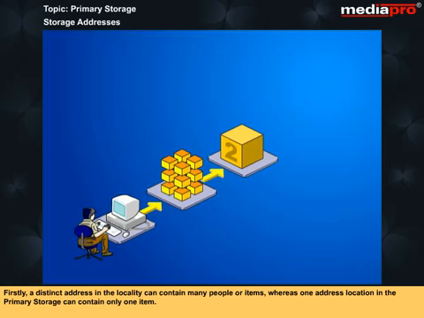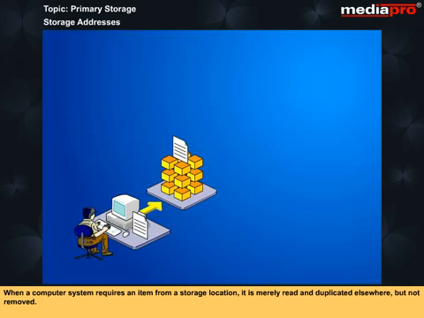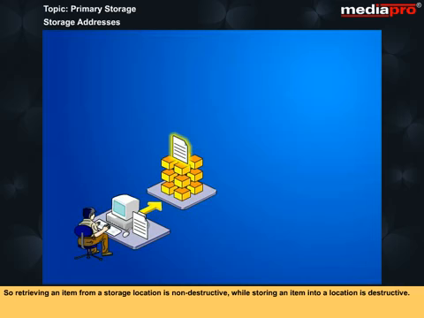Firstly, a distinct address in the locality can contain many people or items, whereas one address location in the primary storage can contain only one item. An address location can contain either one data item or one result or one instruction. When a new item is stored in an address location, the previous contents are overwritten. When a computer system requires an item from a storage location, it is merely read and duplicated elsewhere, but not removed. So, retrieving an item from a storage location is non-destructive, while storing an item into a location is destructive.